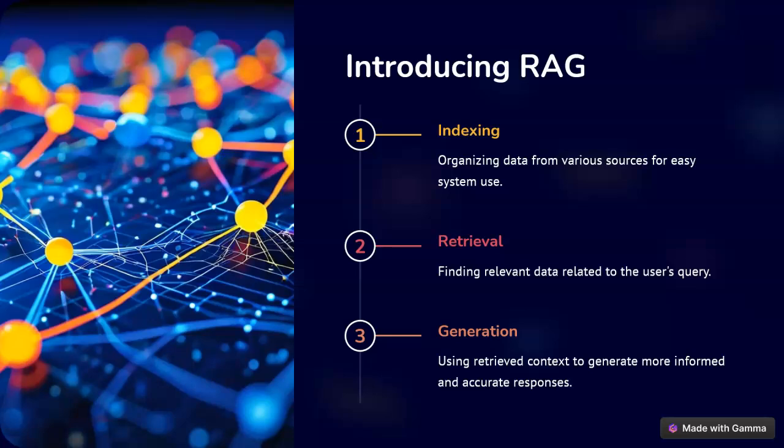RAG improves LLMs by adding more data to them. It has two main components. Organizing data from various sources, named indexing, and the retrieval component acts like a search engine, finding relevant data related to the user's query. This data is then fed into the LLM, which uses this context to generate a more informed and accurate response. In simple terms, RAG helps LLMs give better answers by pulling in extra information when needed.